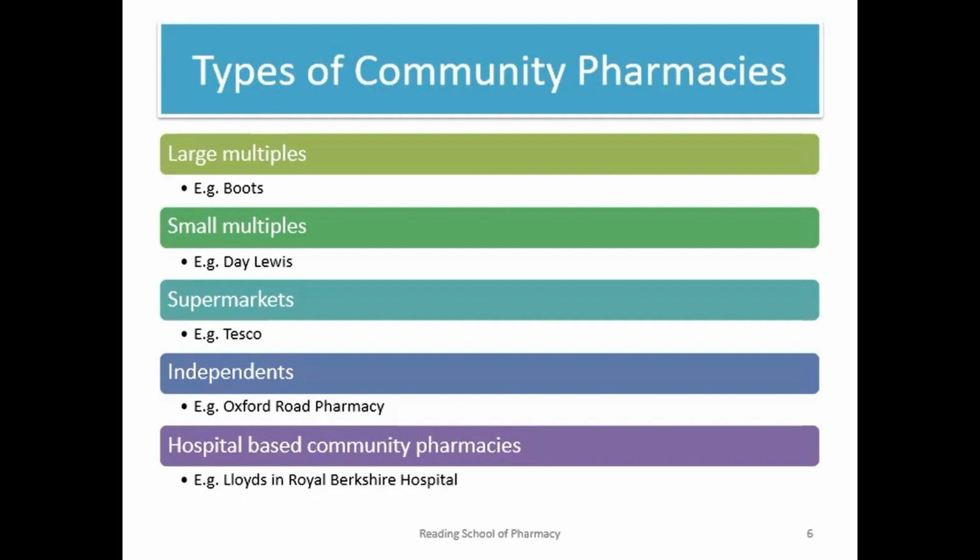So you will have had experience through going to see some pharmacies, and you'll have some virtual tours of independent pharmacies. Oxford Road Pharmacy is an independent standalone pharmacy by itself. And then you can also end up with what's called hospital-based pharmacy. So you actually have a community pharmacy which is based inside a hospital. And so there is a Lloyd's inside the Royal Berkshire Hospital.